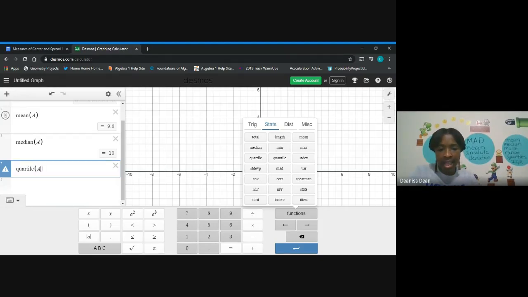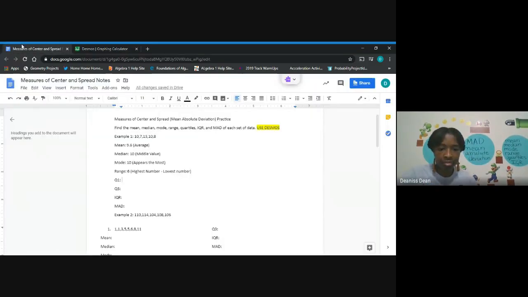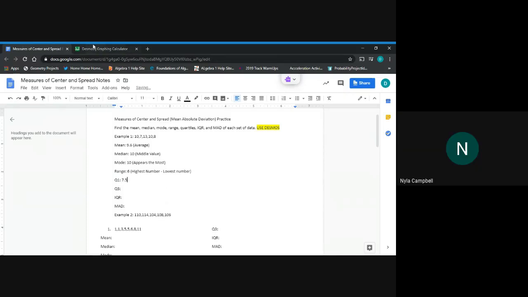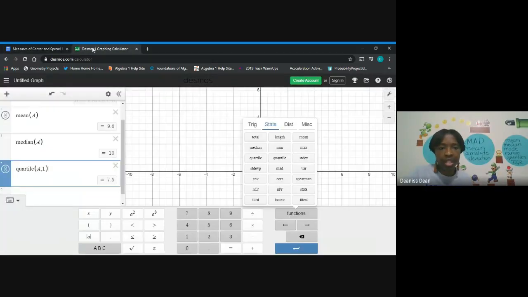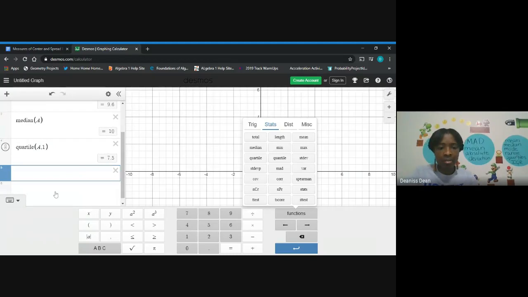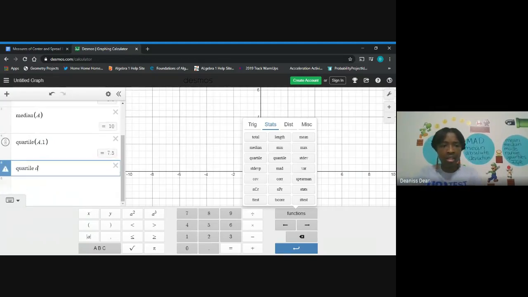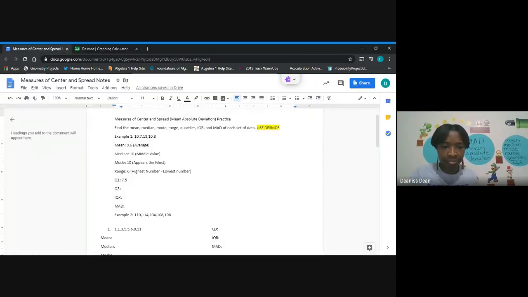Parentheses, A, comma, 1 to let them know I'm talking about quartile 1. Quartile 1 is 7.5. Okay. To get quartile 3, I'm going to do the same thing. Type in quartile, my list is A, and then quartile 3. So I type in, I find out that's 11.5.